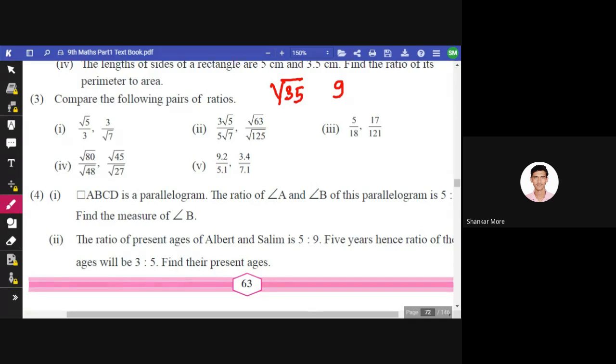Clear? Okay. Now skip the second one. Go on to the third one. Second one you can do at your home because it would take some time for you to calculate. So you can do it at peace. Okay.